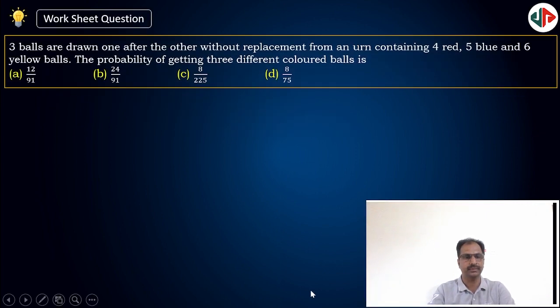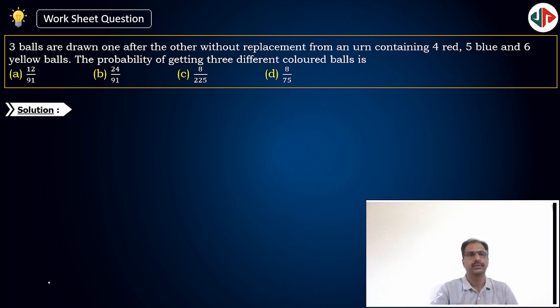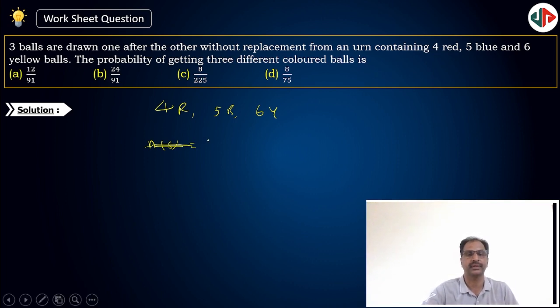Let us do worksheet questions in probability. 3 balls are drawn one after another without replacement from the bag containing 4 red, 5 blue, 6 yellow. So altogether we have 15 balls. 3 balls are drawn one after another, not at the same time, without replacement. Now the probability of getting 3 different colored balls.